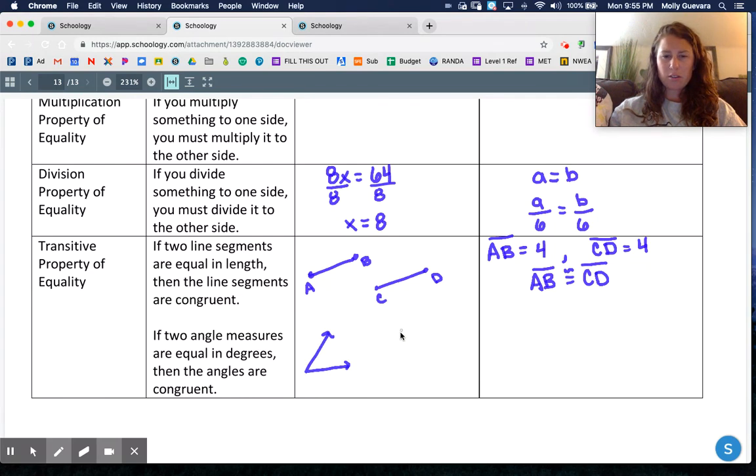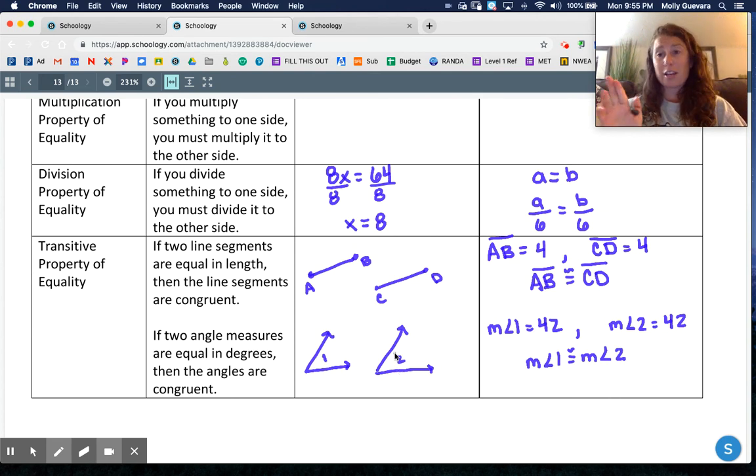But I can do the same thing with an angle measure. So let's call this angle 1 and angle 2, okay? So if the measure of angle 1 is 42, and the measure of angle 2 is 42, then we can say that the measure of angle 1 is congruent to the measure of angle 2. So if this one is 42 and this one is 42, then they are the same. They're the same angle measure. They're congruent. If this is 4 and this is 4, then they're congruent. They're the same length.